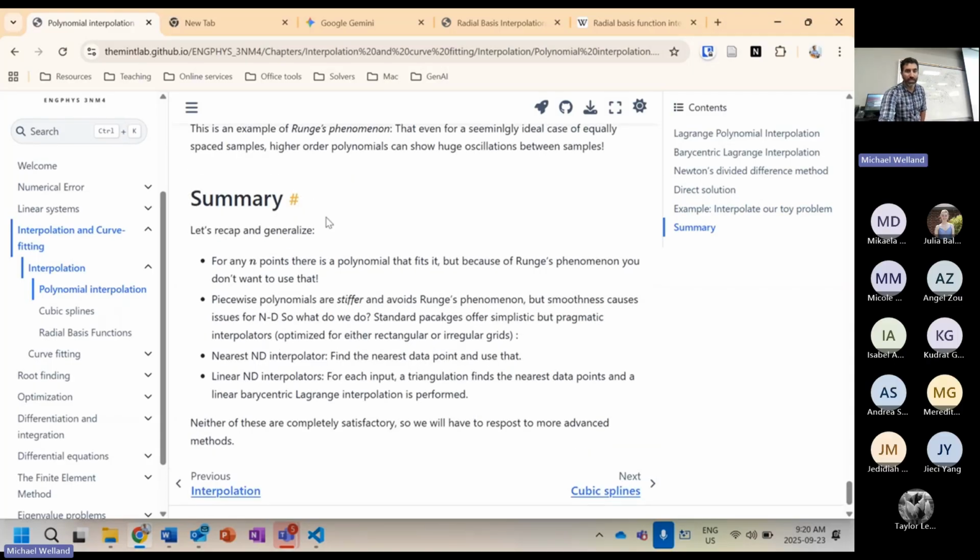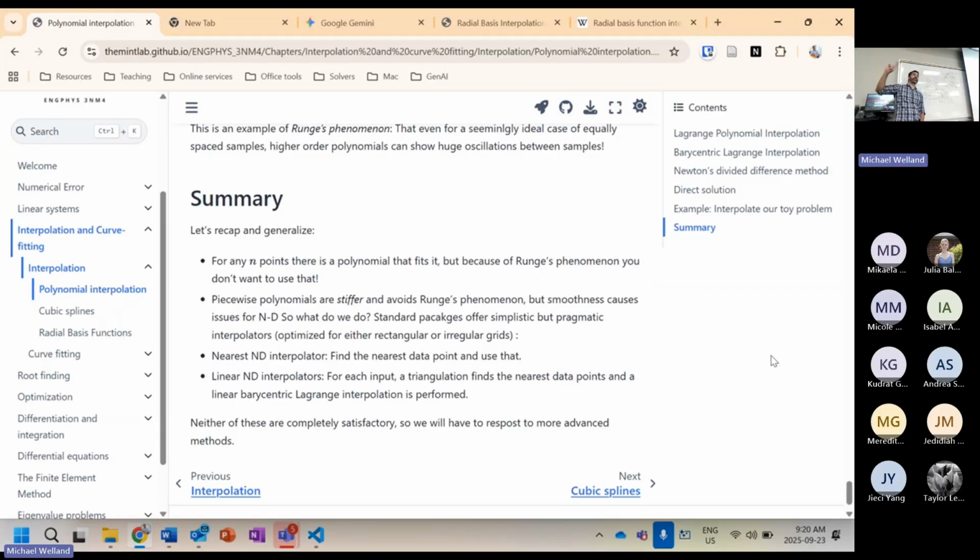Super quick, and then I'll let you guys go. For any set of points, there is a unique polynomial that will fit those points. The problem is that you don't want to go too high. Low order polynomials are okay. Generally, you just throw a linear solver at it and use the Vandermonde matrix method to get the solution. But as soon as you go into higher order polynomials, Runge's phenomenon kicks in and you get these high frequency oscillations.